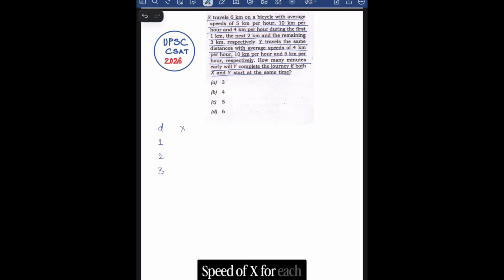So the distance segments are 1 km, 2 km and 3 km. Speed of X for each segment is 5 km per hour, 10 km per hour and 4 km per hour. For Y we have 4 km per hour, 10 km per hour and 5 km per hour. So we know that time is equal to distance upon speed. So let's calculate the time for each segment. For the first segment, the time is 1 by 5 for X, 2 by 10 and 3 by 4. So the total time is 1 by 5 plus 2 by 10 plus 3 by 4. The LCM of the denominators is 20. So let's calculate the total time. It is equal to 4 plus 4 plus 15, so it is equal to 23 by 20 hour. Now let's calculate the time for each segment for Y.